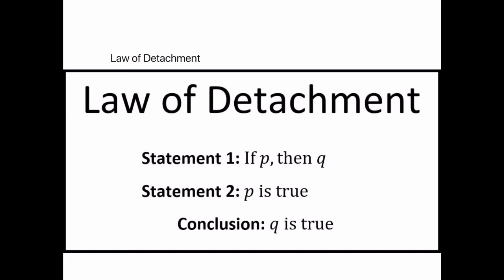It says, if a student wants to go to college, then the student must study hard. So if P, then Q. And then Rashid wants to go to the University of North Carolina, so that's college. So we know that the P part is true. So we can conclude that the second half, the Q part, is also true. So the answer is that Rashid must study hard. And that is the law of detachment.